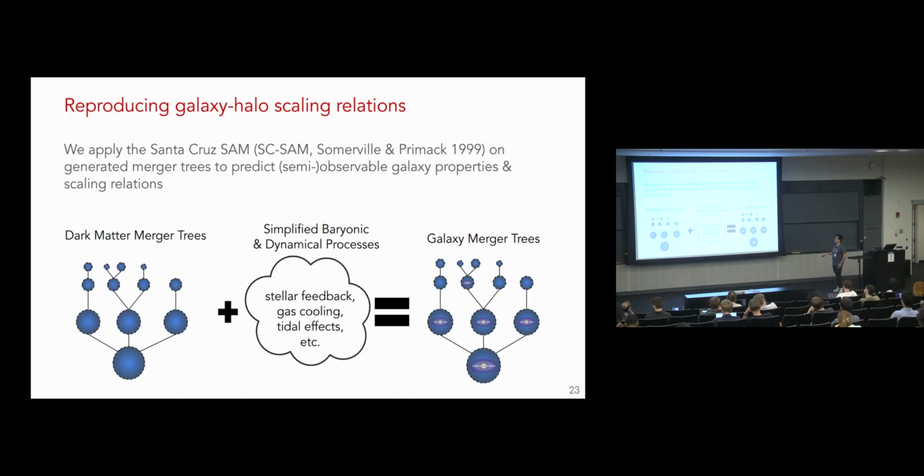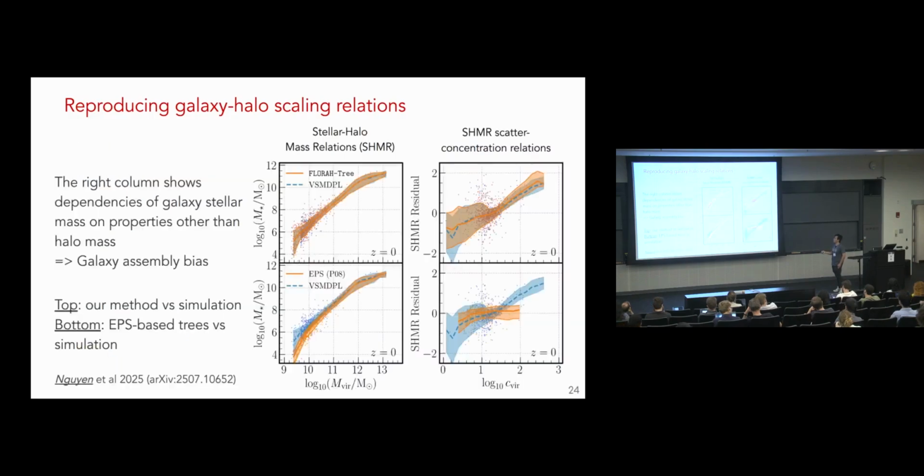We use this model called Santa Cruz SAM. We apply it on all the generated merger trees, and we're trying to compare it with the simulations. So this is an example. Shown here is the stellar halo mass relation. So what is the stellar mass versus the halo mass? All the bands are just showing the median and the 68, the 1 sigma band. The orange color is our method, and the blue color is the simulations.